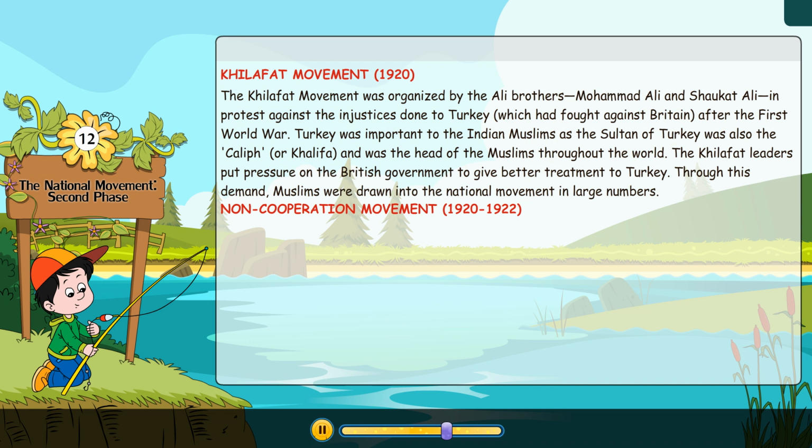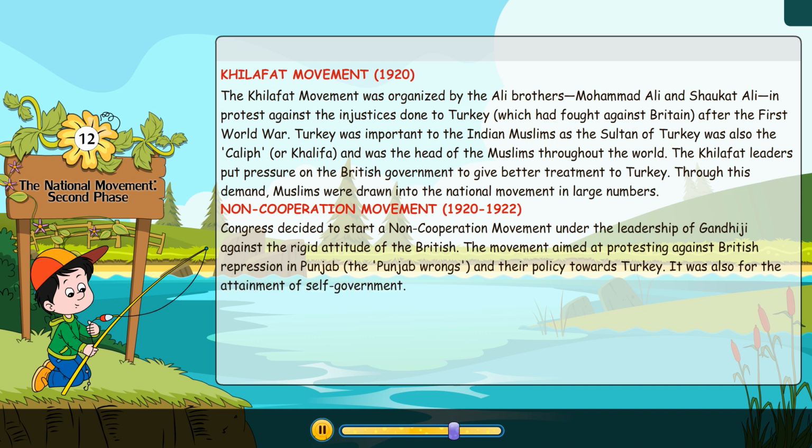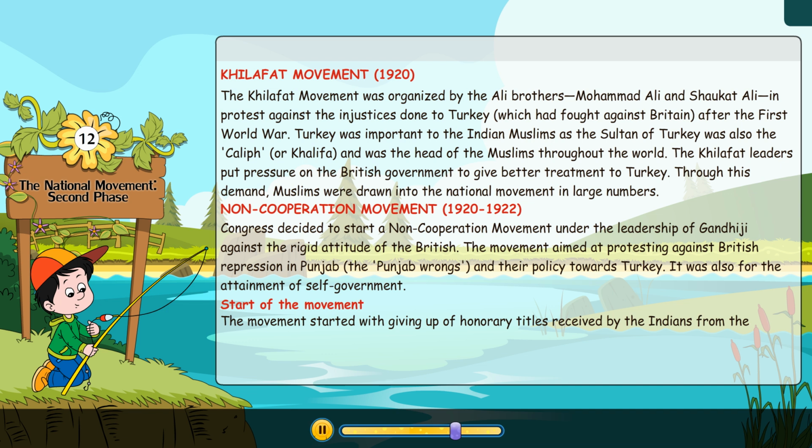Non-cooperation movement, 1920 to 1922. Congress decided to start a non-cooperation movement under the leadership of Gandhiji against the rigid attitude of the British. The movement aimed at protesting against British repression in Punjab, the Punjab wrongs, and their policy towards Turkey. It was also for the attainment of self-government. Start of the movement. The movement started with giving up of honorary titles received by the Indians from the government. Gandhiji gave up the title of Kaiser-i-Hind.